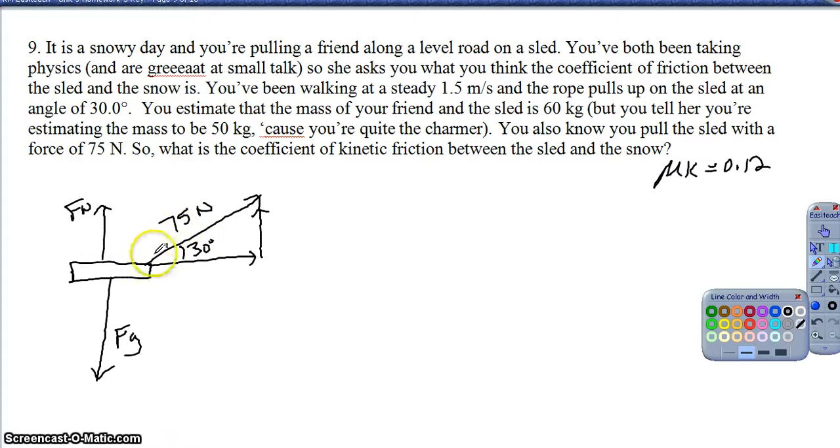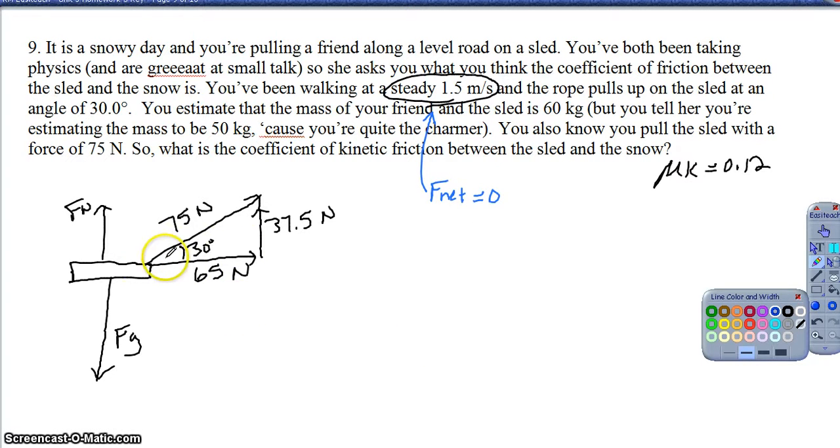One of them is, I'm pulling with this force, and I know immediately then I can find my components. So I've got a horizontal force of 65, and I have a vertical force of 37.5 newtons. One of the biggest concepts here is the fact that we're walking at a steady, constant 1.5 meters per second. And what that tells me is that the net force had better be 0. The only way I can travel at a constant velocity is if the net force is 0.